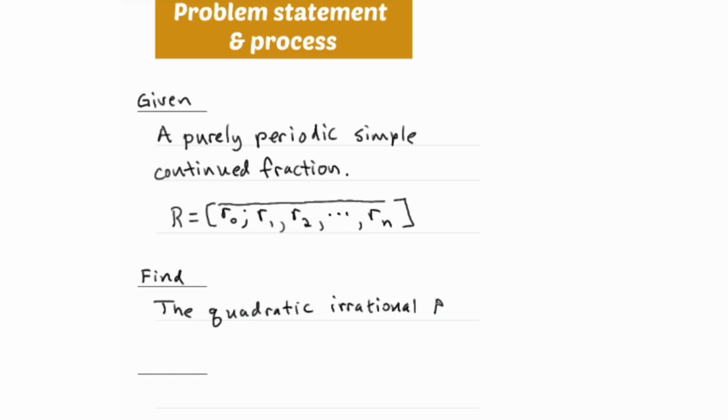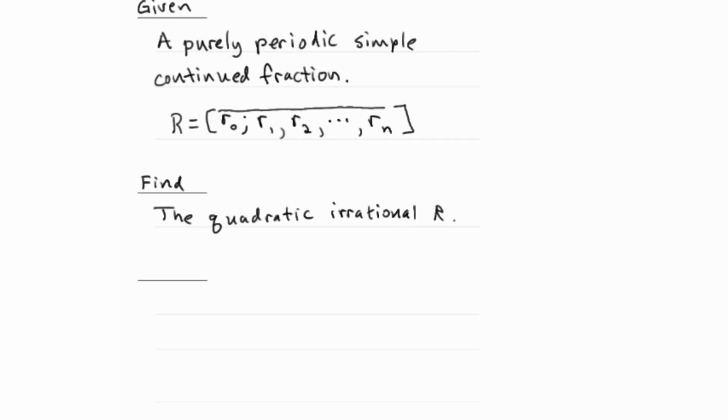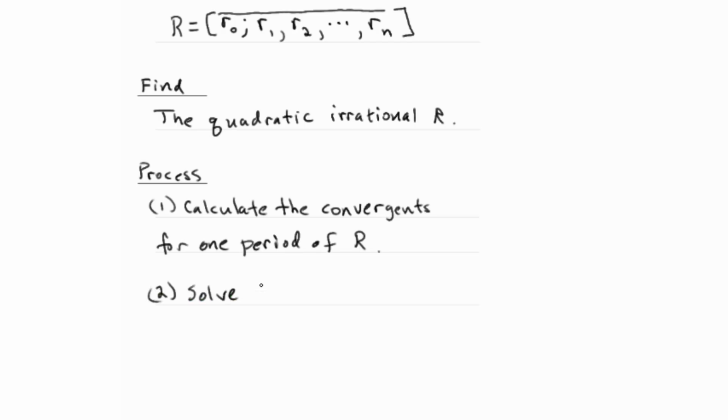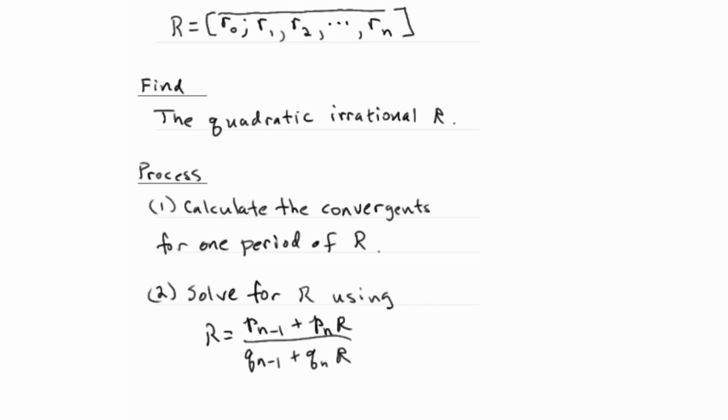We could calculate convergents and get better and better approximations, but no matter how many convergents we might calculate, it's still an approximation. We never get the exact value. Here's a different process that leads to the exact value. First, calculate the convergents for one complete period. Then, solve for R using this equation. R equals p sub n minus 1 plus p sub n times R, all over q sub n minus 1 plus q sub n times R. That's it. That's the whole process.